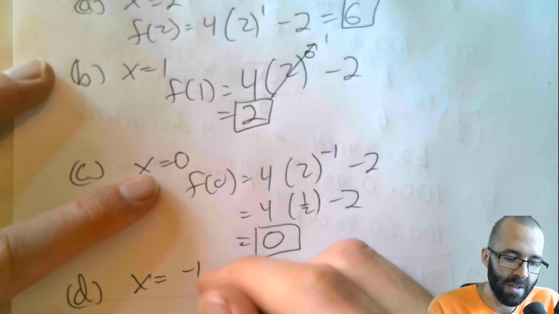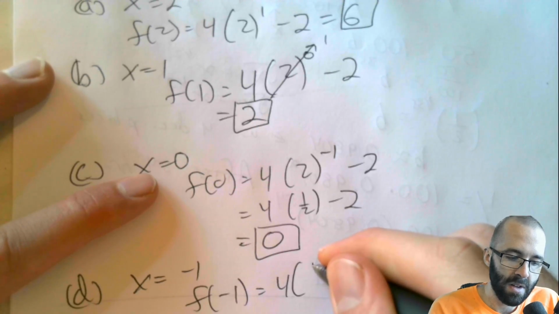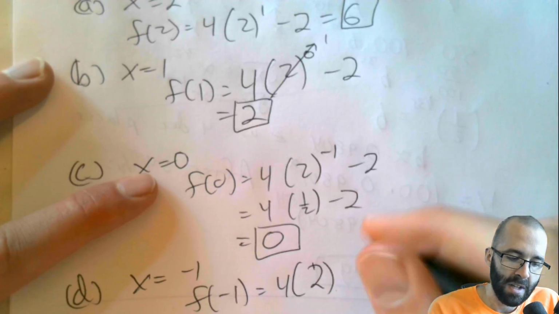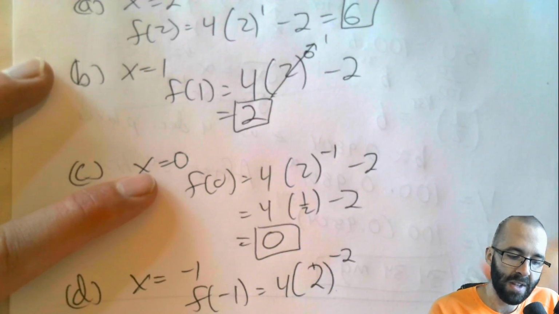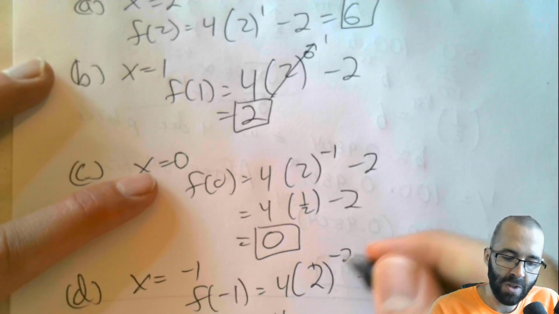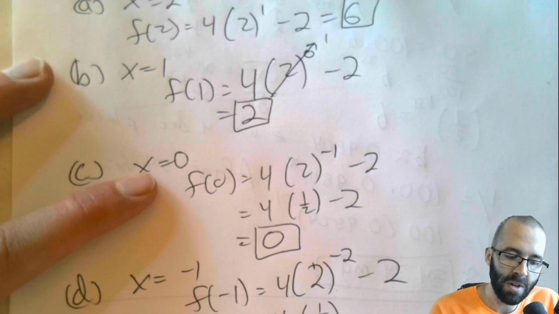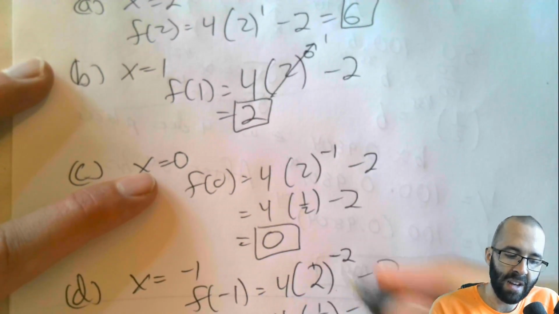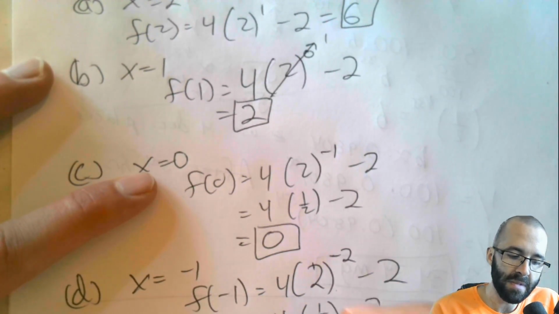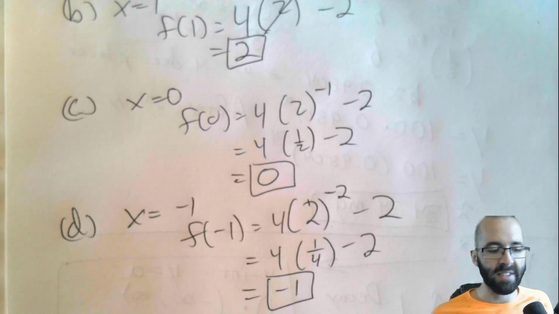If x is negative 1, again, we'll get f of negative 1 is equal to 4 times 2 to the negative 1 minus 1. That's negative 2 minus 2. And again, 2 to the negative 2 power is 1 over 2 squared, which is 4. Minus 2. Negative exponent means reciprocal. That'll give us negative 1. Right? And that's how we evaluate these exponential functions.